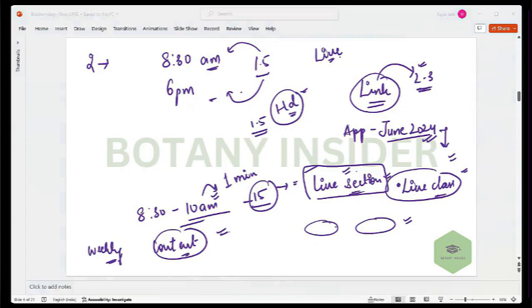Because it's your very first class with the Botany Insider platform, that's why I'm giving you complete information for all of these things. So these are the only things that you have to keep in mind.